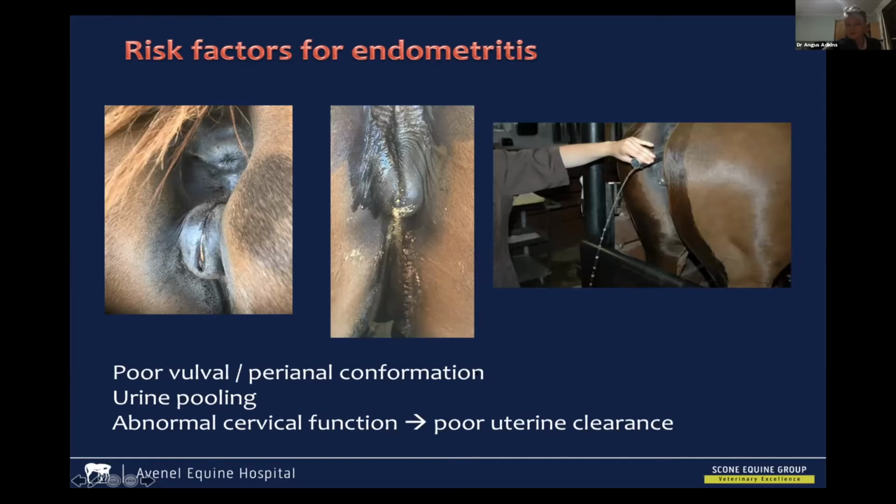The cervix provides the barrier from the vagina and vestibule to the uterus. So if we've got abnormal cervical function, we can get reduced uterine clearance, which means that potentially fluid can't evacuate the uterus, which means it can become colonized by bacteria, or direct primary cervical problems where we have tears, again breaching the barrier from the vulva and vagina to the uterus, but sometimes also cervical abscesses, which can directly seed the uterus and set up endometritis.